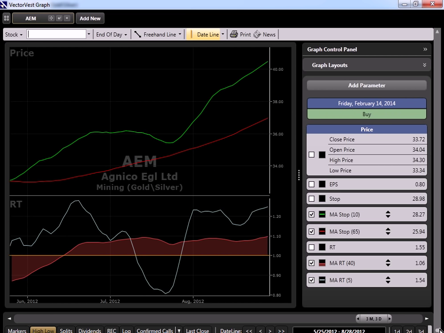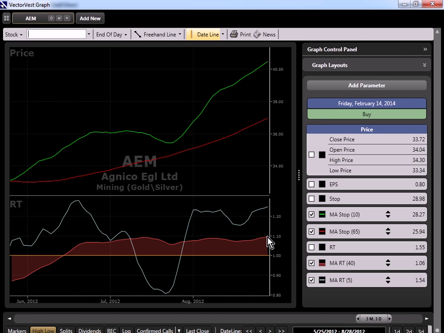And AEM is our very last stock to qualify. We've got new highs in all of the indicators over this 3-month period, and the 5-day moving average of RT is above that 40-day moving average. Actually, I went through all the stocks in this industry, and it ended up taking me less than 5 minutes for about 140 stocks. The Midas Touch allowed me to narrow it down to just 3 candidates.